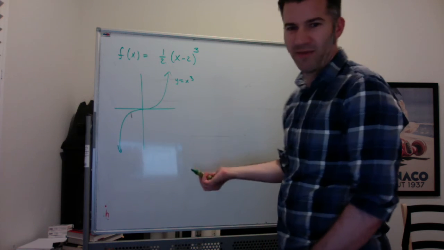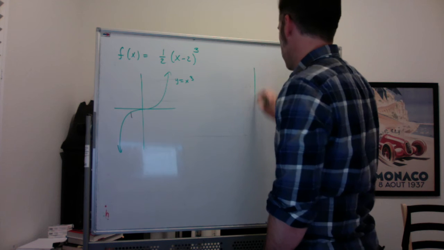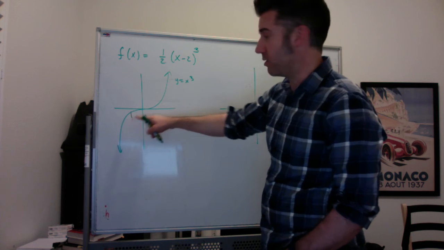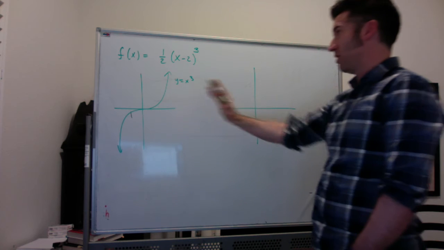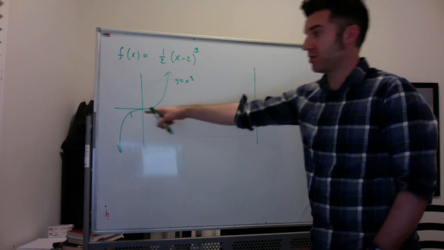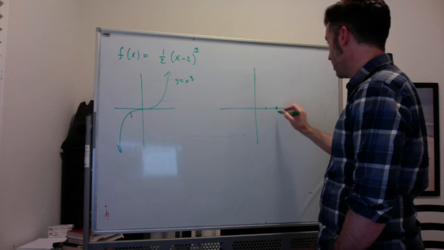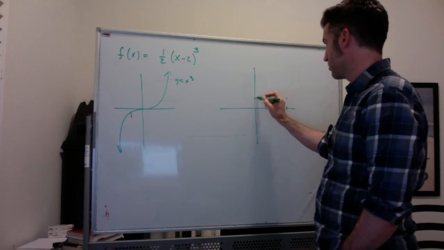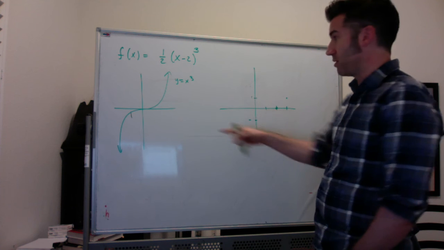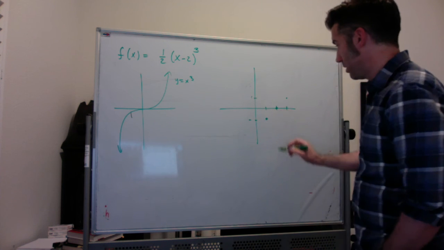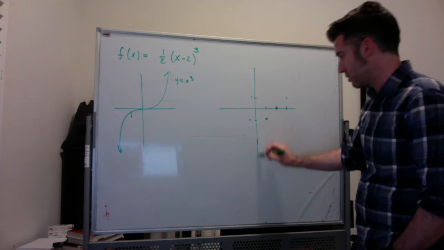I feel like I'm just terrible at drawing this one. So let's shift it 2 to the right. Normally I'd have the points (-1, -1), (0, 0), and (1, 1). I'm going to shift that all 2 to the right. So instead of having (0, 0), I'm going to have (2, 0). Instead of having (1, 1), I'm going to have (3, 1). And instead of having (-1, -1), I'm going to have (1, -1). So those are my 3 points. So it's going to look like this.